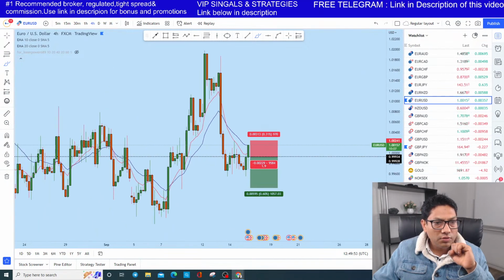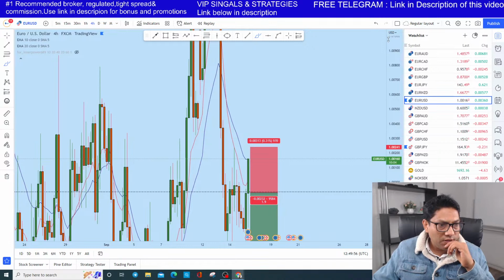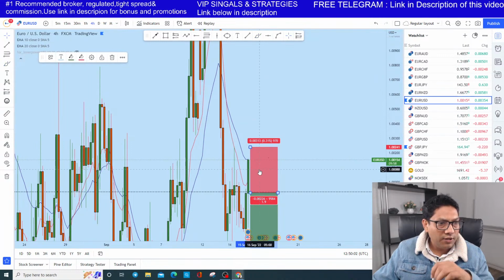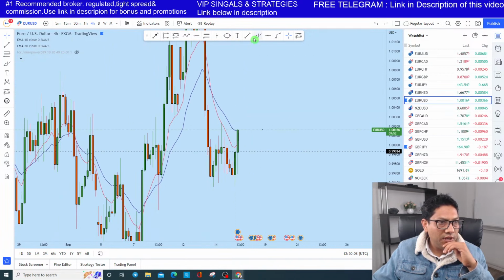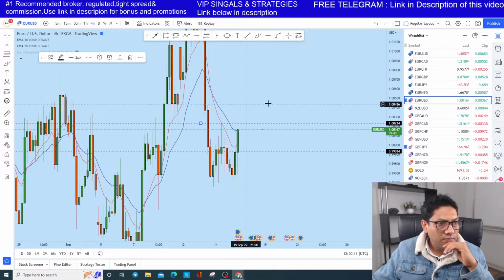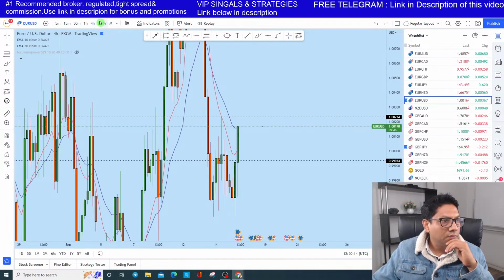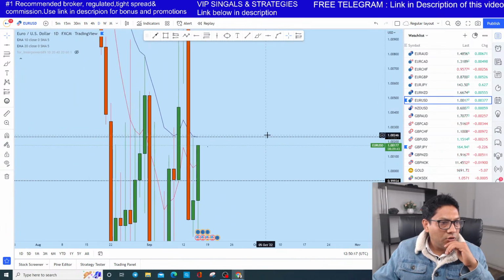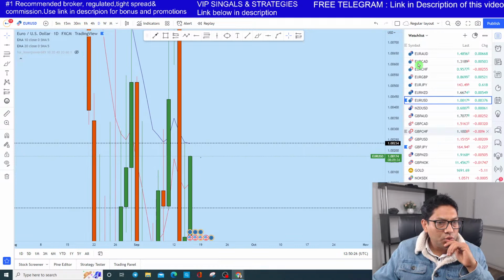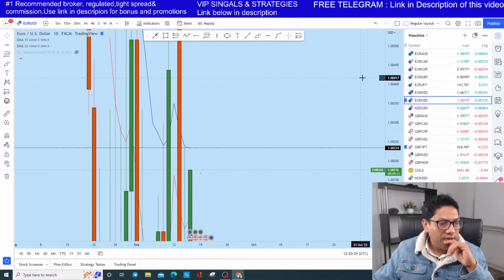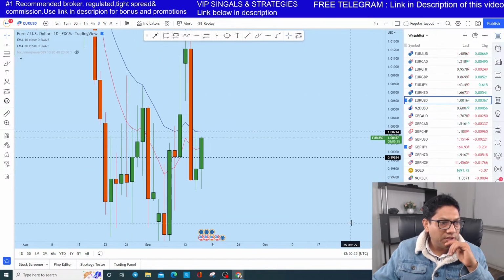Okay, so euro dollar, it reached the 20 period moving average zone. From this zone, what I think, let's see what happened. I think it will respect the daily high. This is the previous daily high. Let's look at the daily. Now there is a daily 20 period moving average exactly here. I think it will touch the 20 EMA, the daily 20 EMA, and then we might see a drop. Okay, that's what I'm expecting for euro dollar.